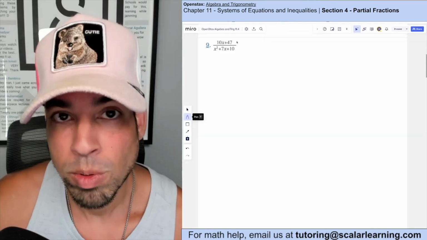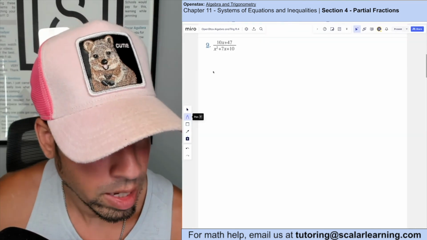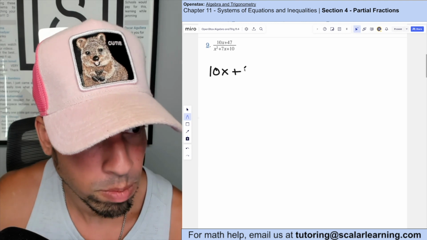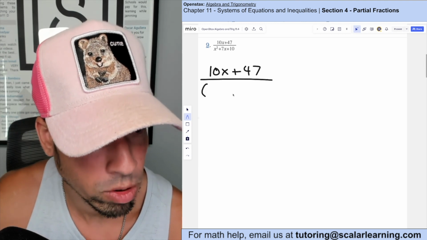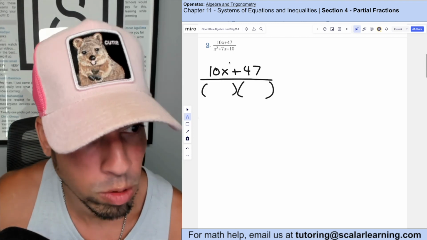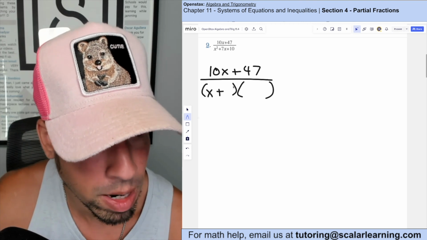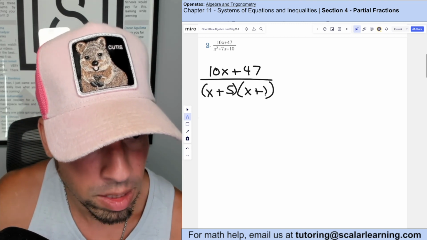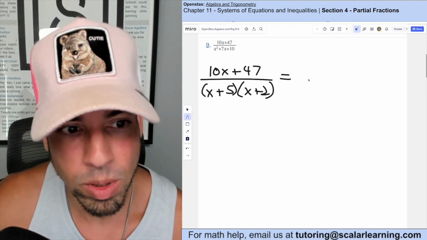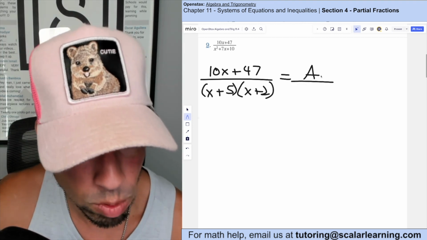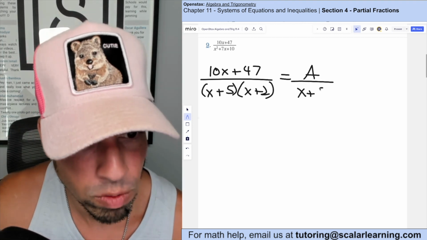Done. So for this one, again, we're going to start by factoring that denominator. So we've got 10x plus 47 over, and what two numbers multiply to 10 and add to 7? That would be +5 and +2. And on the other side, we're going to write the fraction decomposition where we don't know what a is, but we're going to put it over the first binomial.